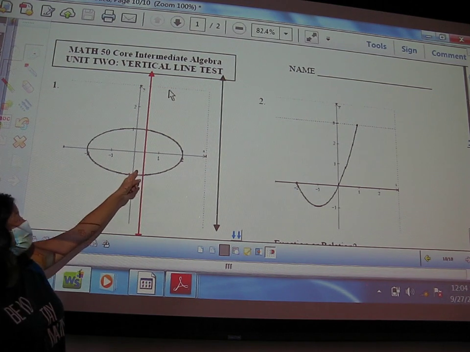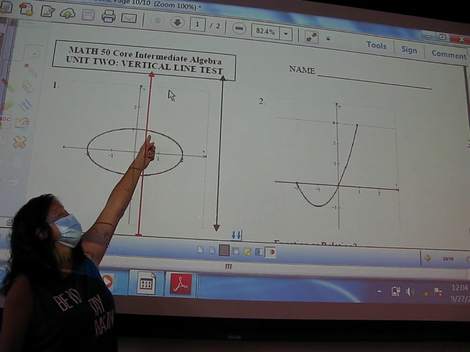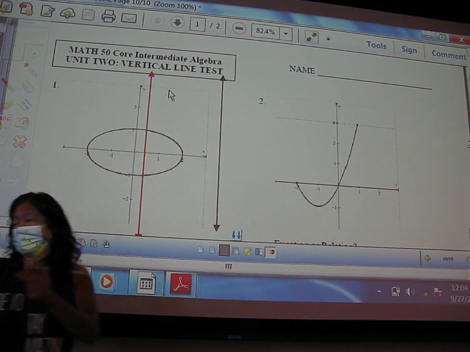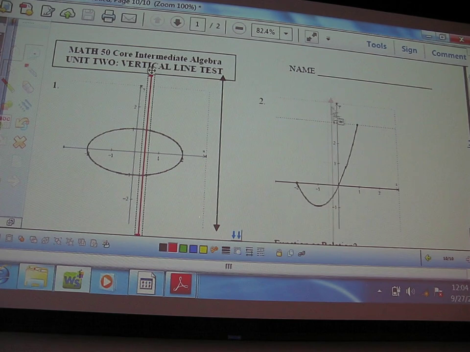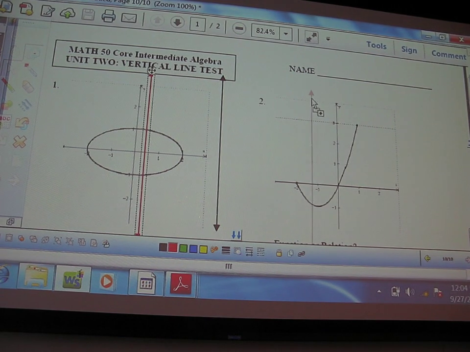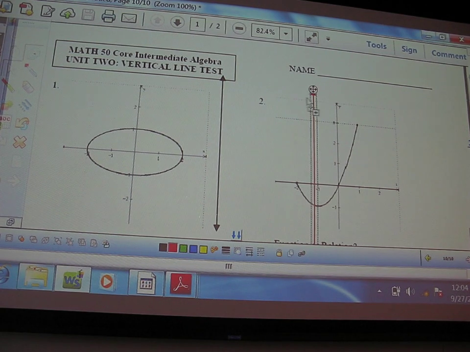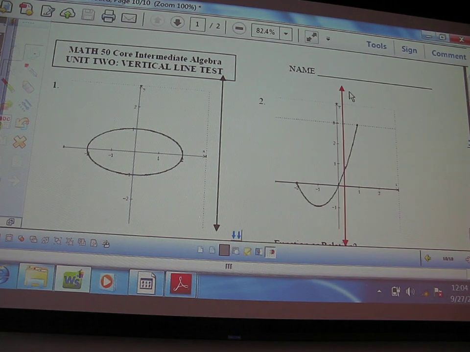Because the input of x, whatever this x is, has two answers, two outputs, two y's. This next one over here, I drag it over to this one. Is this a function or a relation? So where does it hit more than once? Where does it hit the line more than once? Oh, it's a function. It only hits once. Is everyone on board? Yeah.